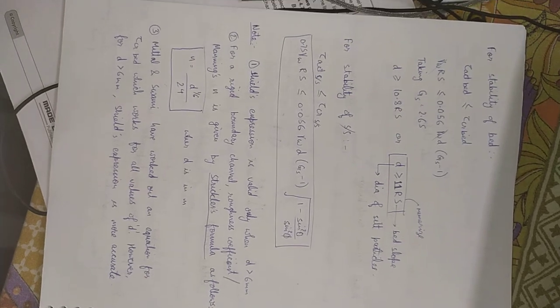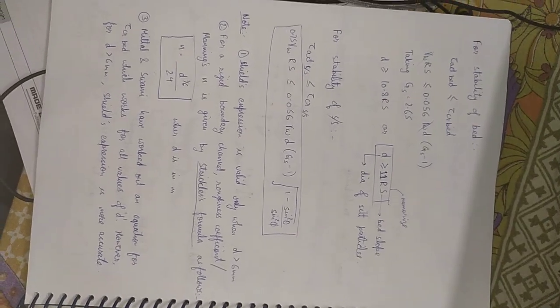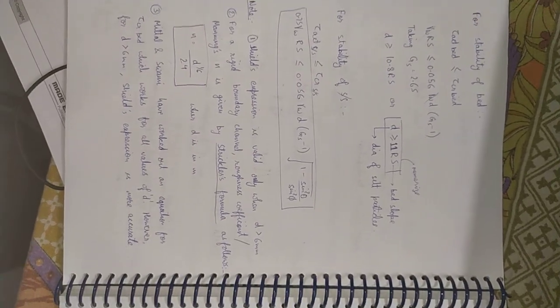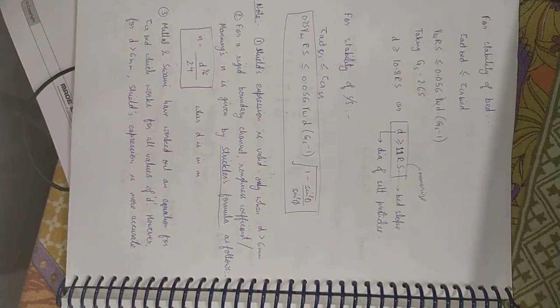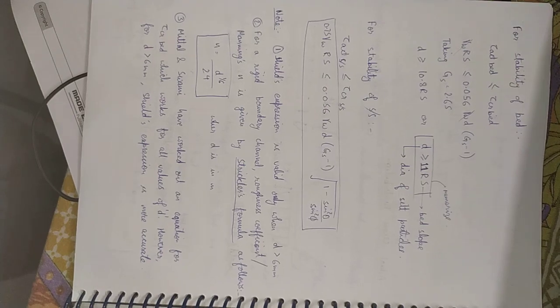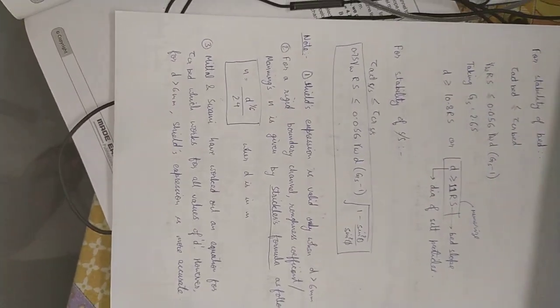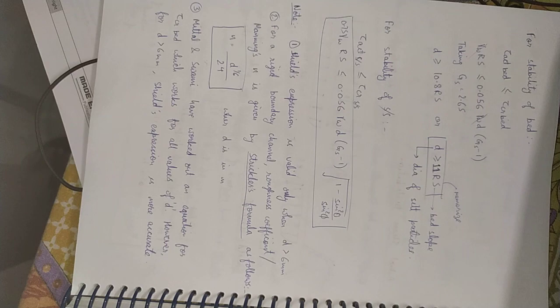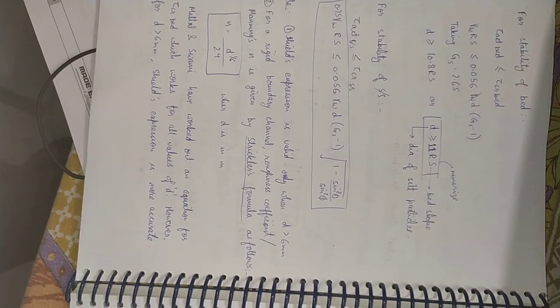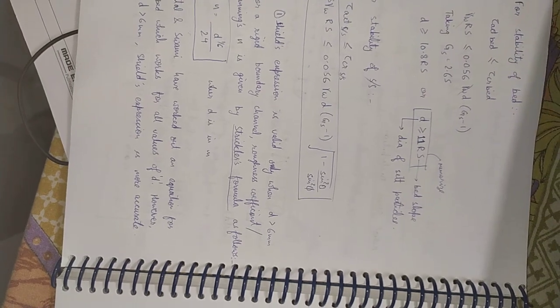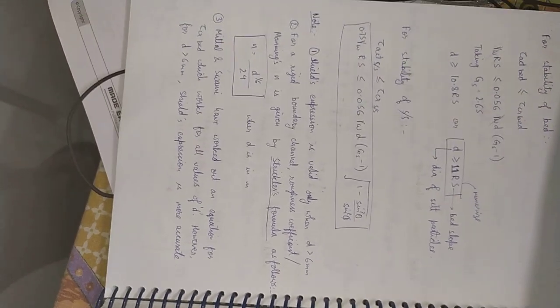Now, while comparing for the stability of bed, tau actual of bed should be less than tau critical for bed, and on simplifying the expression we get D should be greater than or equal to 11 RS, where D is dia of silt particles and S is the bed slope. Now, Shield's expression is valid only when dia of silt particles is greater than 6 mm.